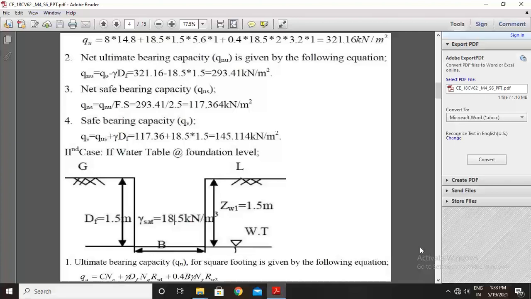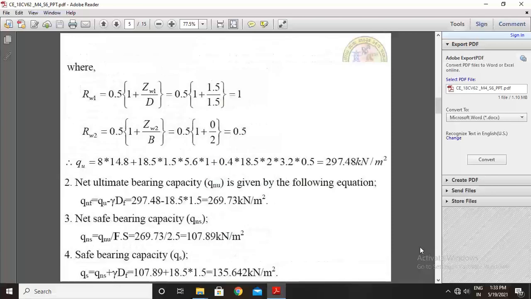So this is the main equation for the ultimate bearing capacity calculation, where you calculate the water reduction factors. RW1 equal to 0.5 times 1 plus ZW1 by D. Here ZW1 is 1.5, D is 1.5, so the answer is 1. Now we calculate RW2. RW2 equal to 0.5 times 1 plus ZW2 by B. Here ZW2 is 0, B is 2, so the answer is 0.5. After calculating RW1 and RW2, you substitute the values in the ultimate bearing capacity equation.